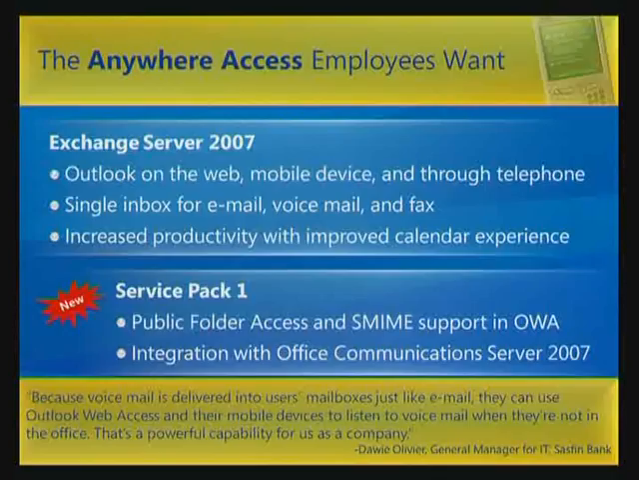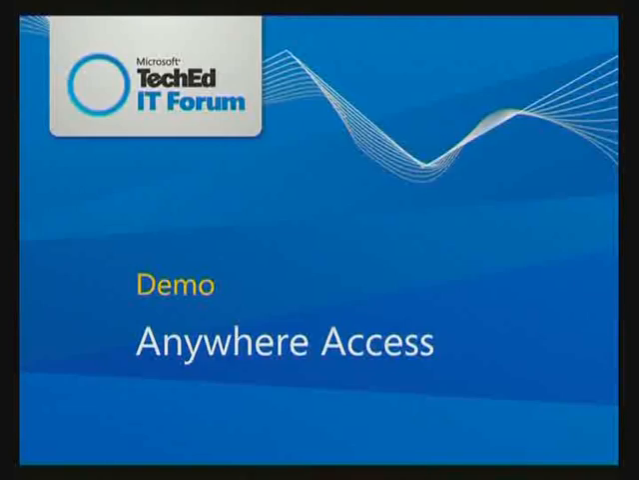So what I want to do first in these demos, and I'm going to go to a demo next, is take a view of some of the anywhere access capabilities that we've added in Service Pack 1 and look at that from an end user perspective and how that increases end user productivity. So I'm going to switch over here to my demo machine, and you can see I've got Outlook Web Access up and loaded. Perhaps I'm traveling, and so I wanted to check my mail quickly using Outlook Web Access.